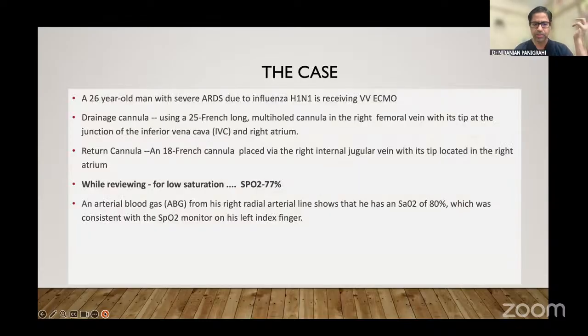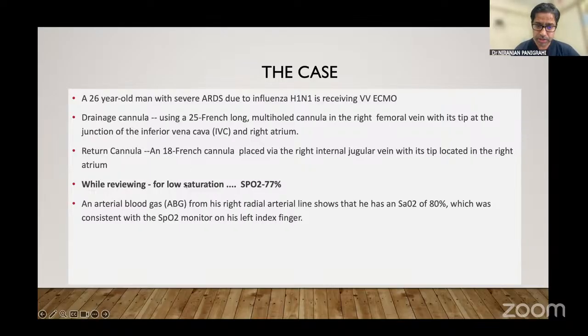Now let's go into one case. I thought to make a case-based discussion. I'll start with the case. This is a real case. A 26-year-old male, viral pneumonia, on VV ECMO. A 25 French cannula in the femoral site, 18 French in the right internal jugular. The patient is on 100% on the ECMO with a full flow of 6 liters.